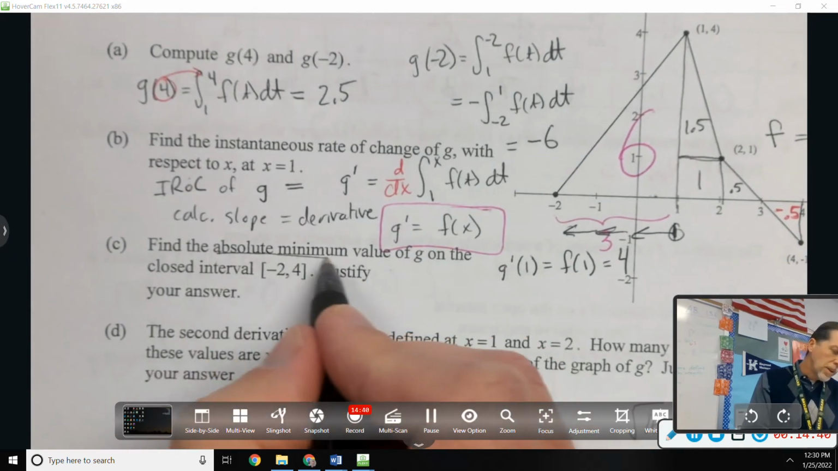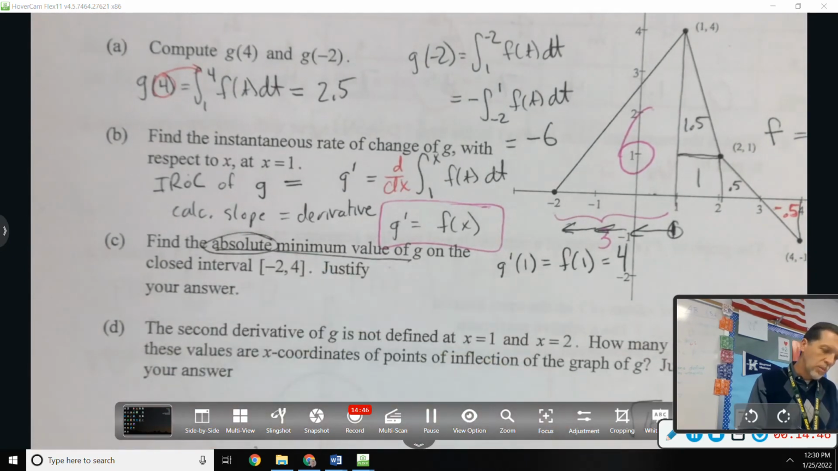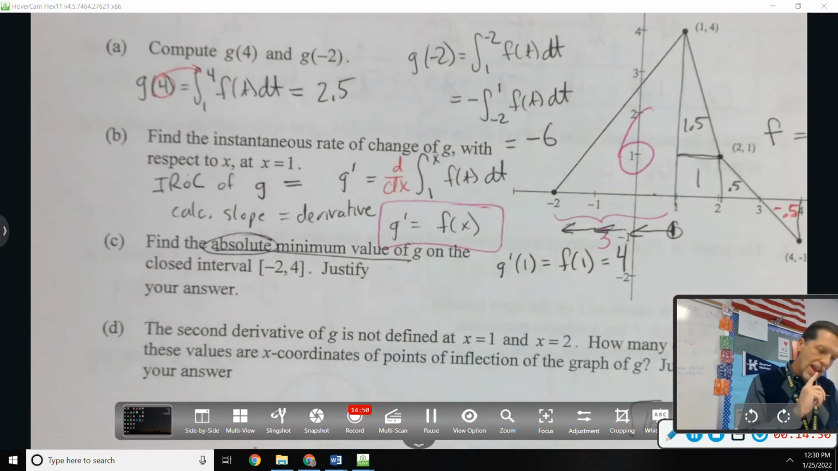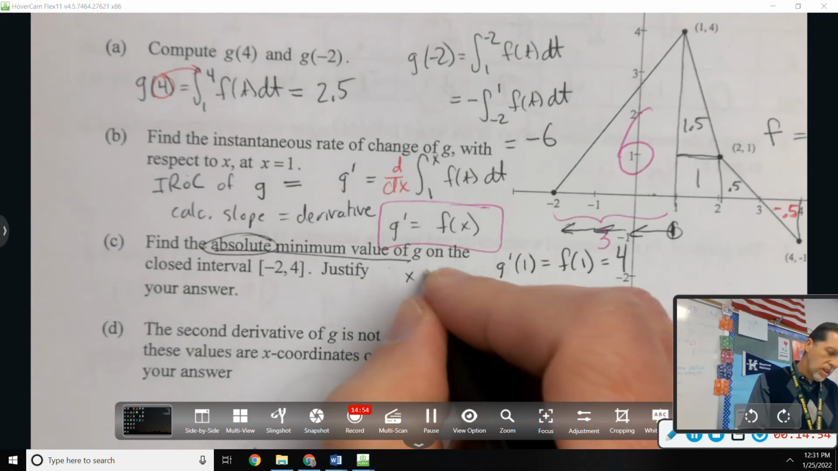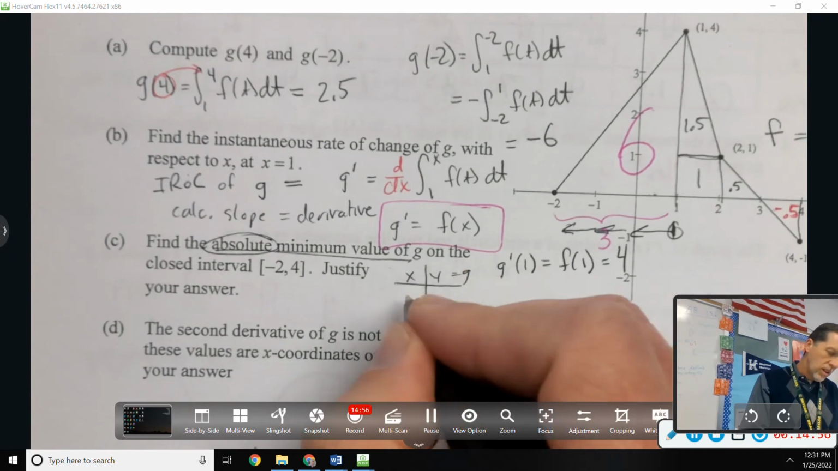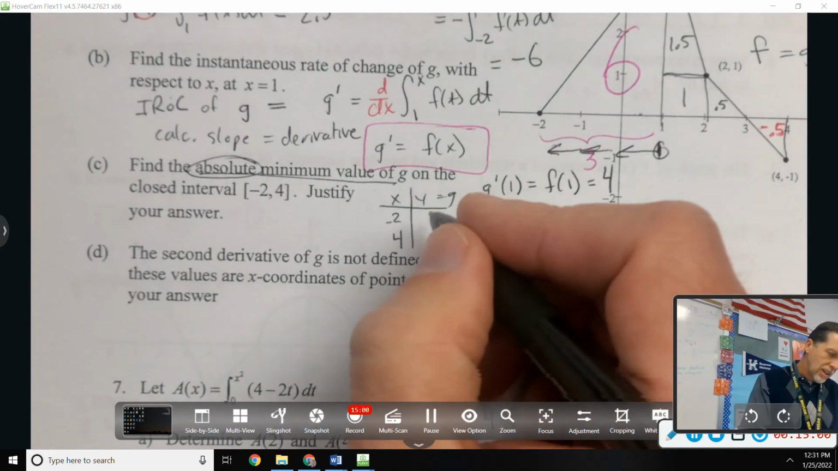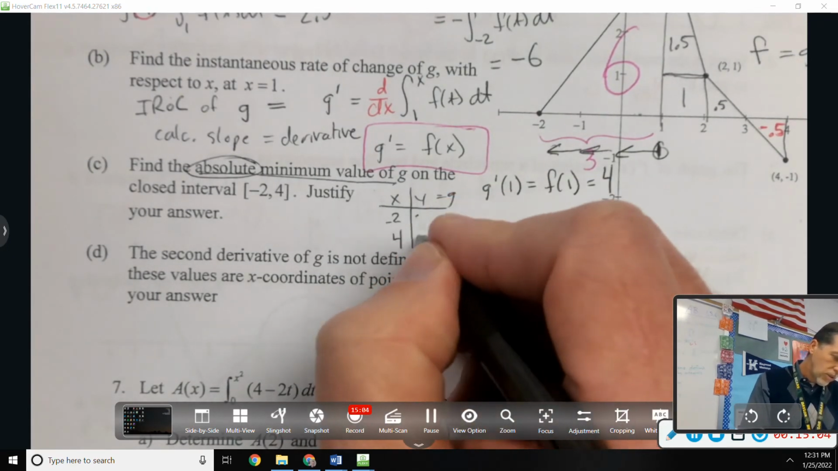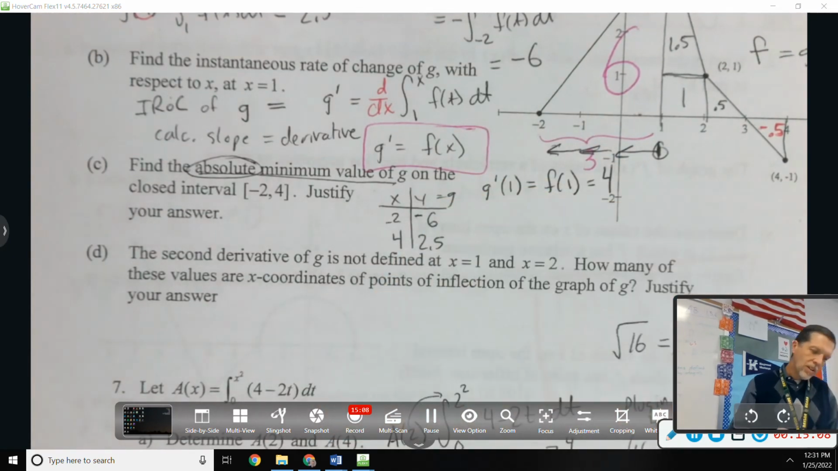Absolute minimum value of G. So that would mean check the endpoints. Absolute means check the endpoints. So we would need a table. Negative 2 and 4. Did we find those already? We did. So 4 was 2.5, negative 2 was negative 6.